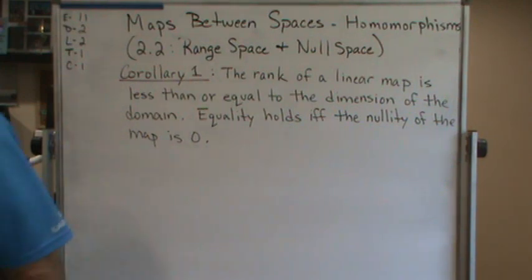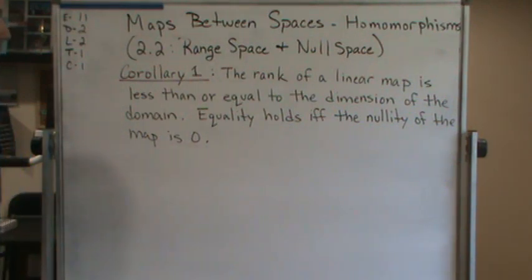Okay, so here's corollary 1. Now, corollary 1 says the rank of a linear map is less than or equal to the dimension of the domain. Now, the equality holds if and only if the nullity of the map is 0. We saw that in the previous example, right?